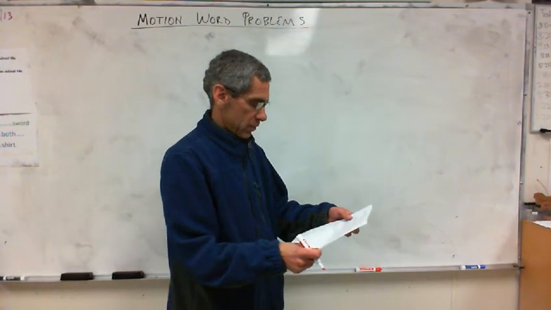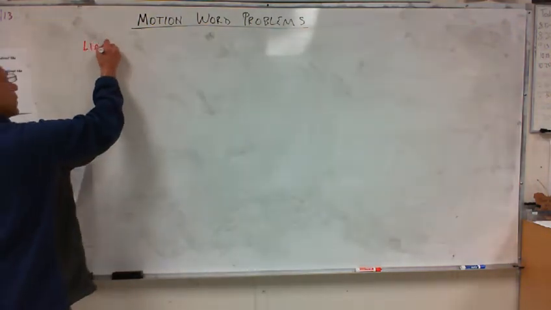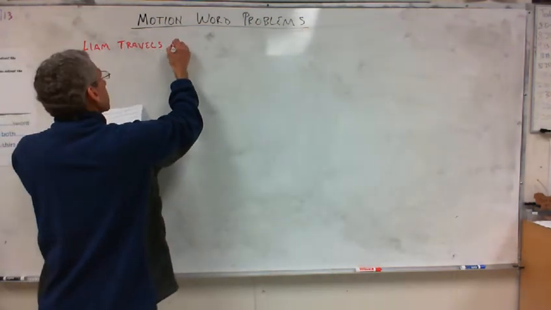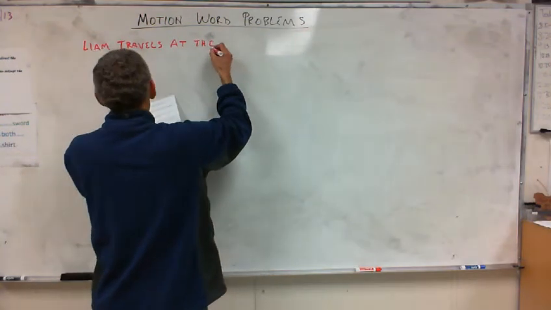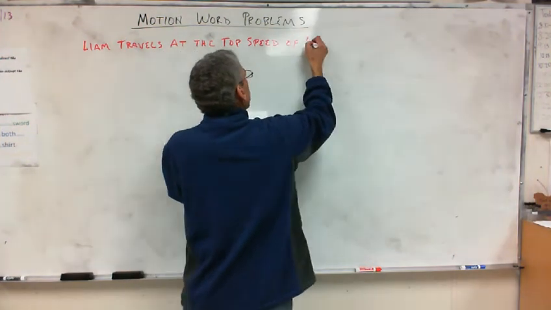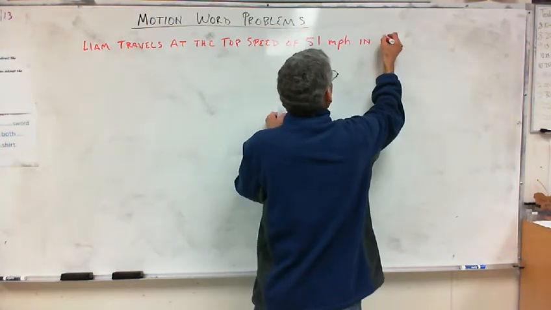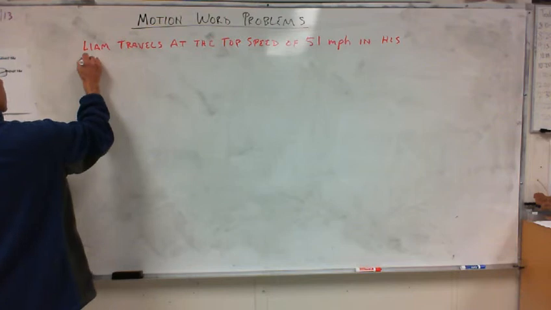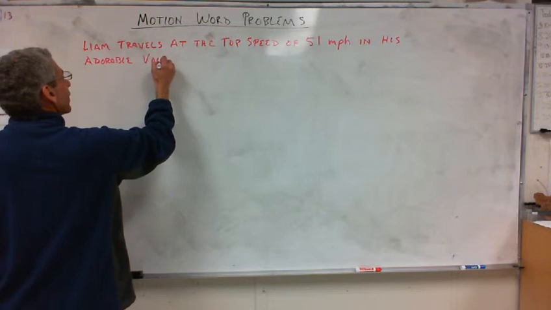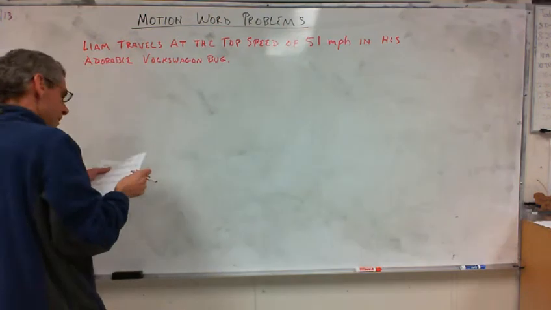All right, here we go. You ready? Liam travels at the top speed of 51 miles per hour. Not just 50, but 51. So fast. In his adorable Bikemobile, a Volkswagen Bug. Oh, it's such a cute bug. Okay, Volkswagen Beetle.